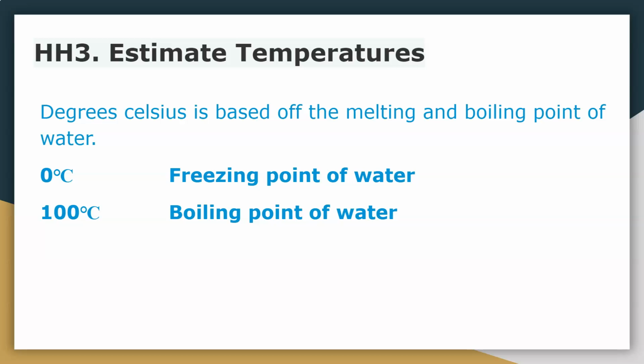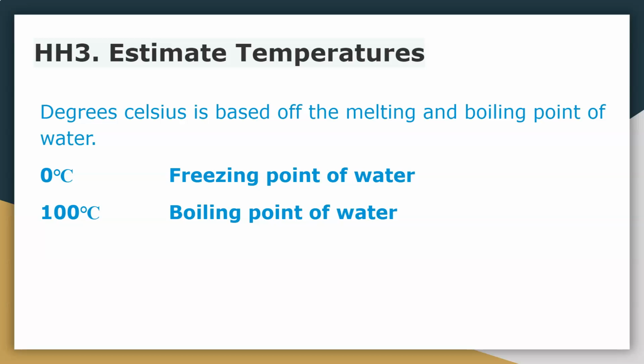And now we're going to go to estimating temperatures. We're going to start off with degrees Celsius because the boiling point and freezing point of water is fairly recognizable to most students. Degrees Celsius is based off the melting point and boiling point of water. So the freezing point of water is set at 0 degrees Celsius and the boiling point of water is at 100 degrees Celsius. So that's a very good reference point.